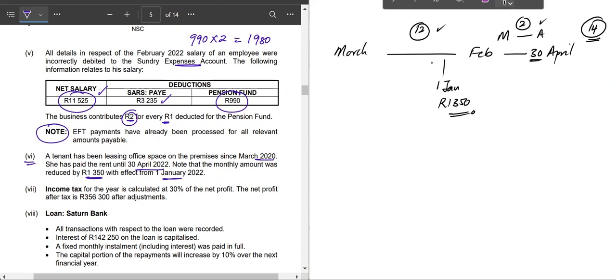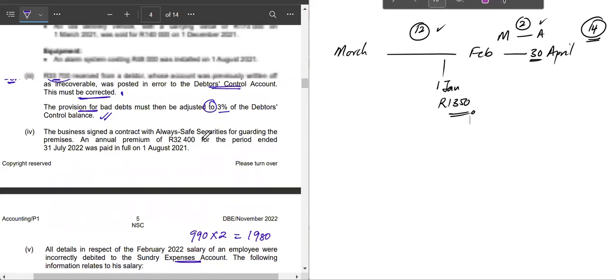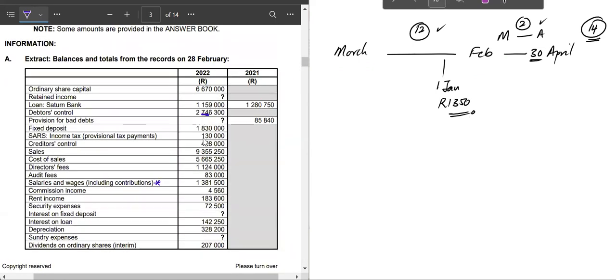So if I want to know how much is my rent per month, I cannot take this rent amount here, which is 183.6, and divide it by 14. That will be incorrect because rent was not constant from the beginning of the financial year until the end, and even for the extra 2 months. Rent has changed along the way.